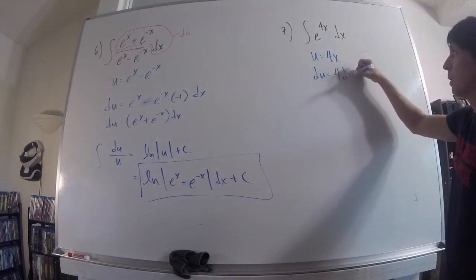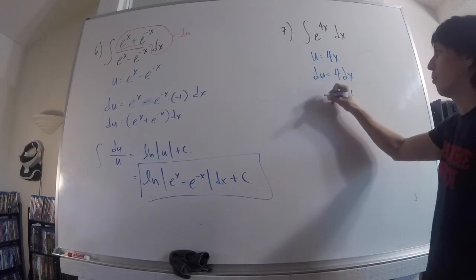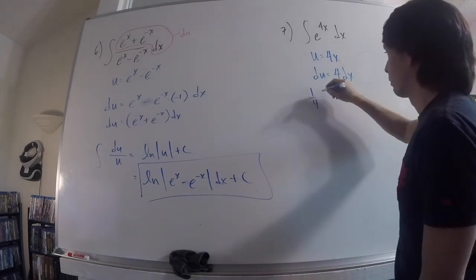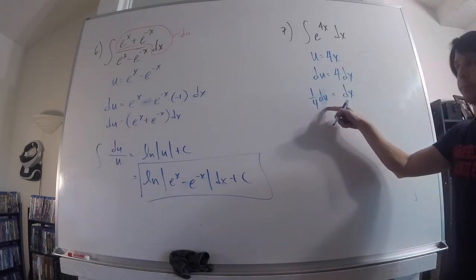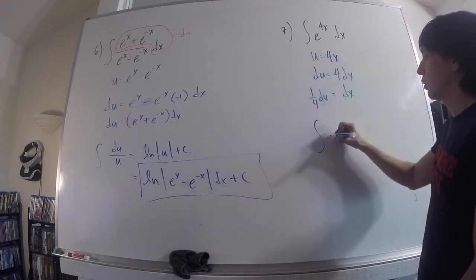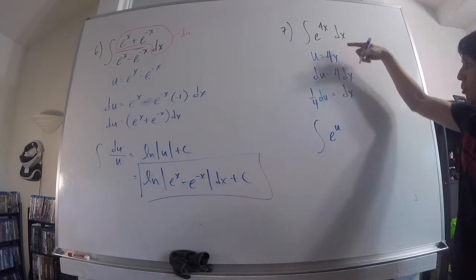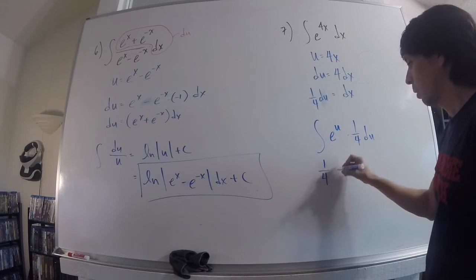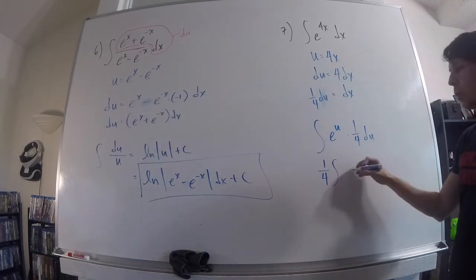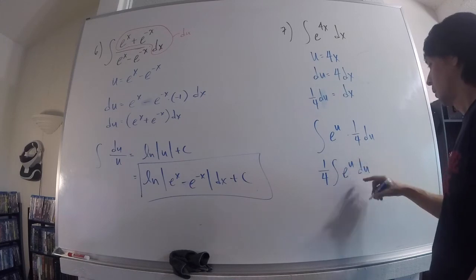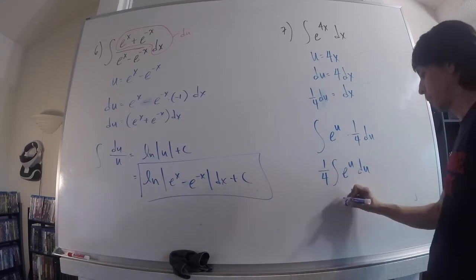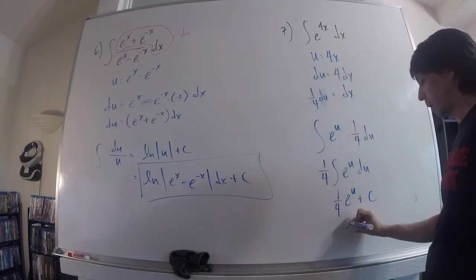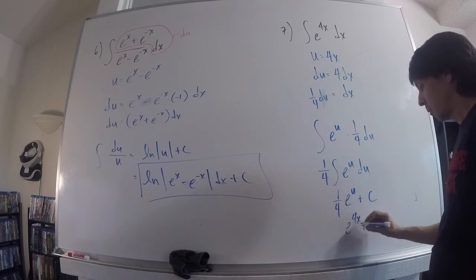My du will be 4 dx, which means when I isolate dx, I get a 1/4. I get a 1/4 e, and when I put it together, it's going to be e to the u. My dx converts to 1/4 du. So that 4 ends up being a coefficient of 1 over that 4. I do the antiderivative on the e to the u, bringing that 1/4 down. I replace u with its expression of 4x, and that's it.